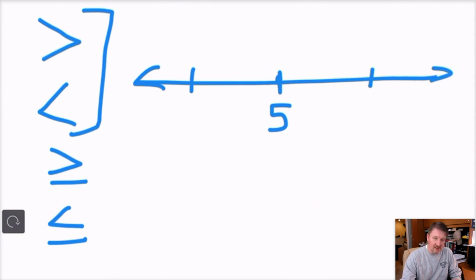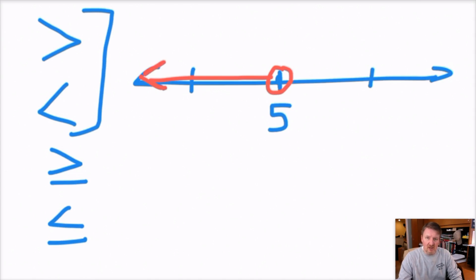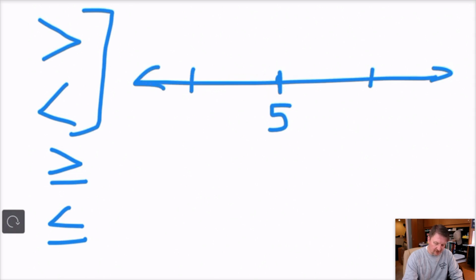Let's just say that I want to say that a number is less than 5. Once again, I'm going to draw an open circle, and then I'm going to draw a line, and this suggests that any value on the number line less than 5 will work for my answer. Okay, any value less than 5 will work for my answer.